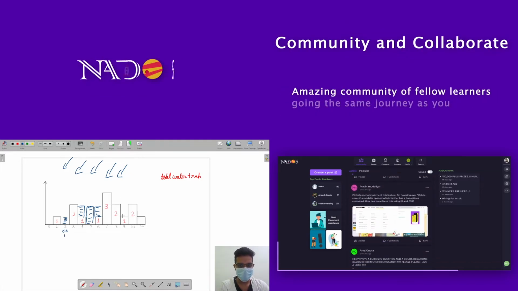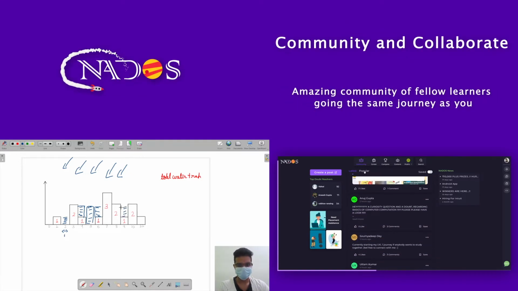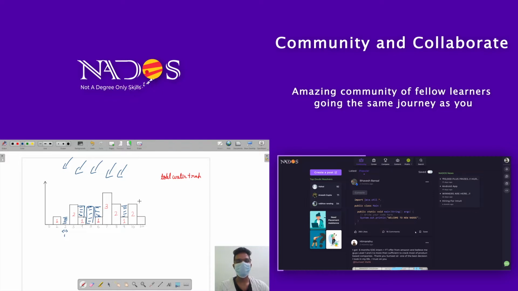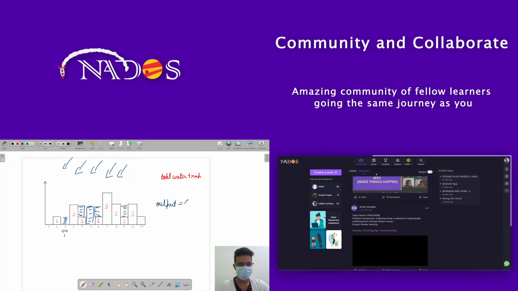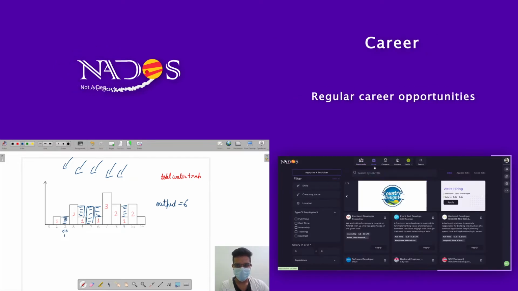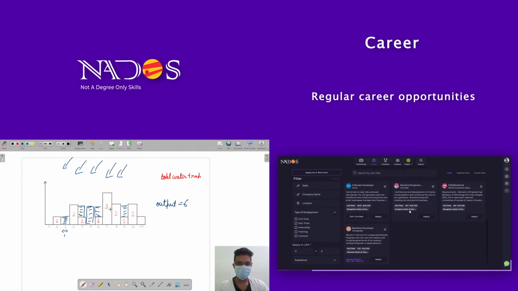Perfect. And where else? Here also water will get trapped. Now, what will be our output? Our output for this array will be 6: 1, 2, 3, 4, 5, 6.